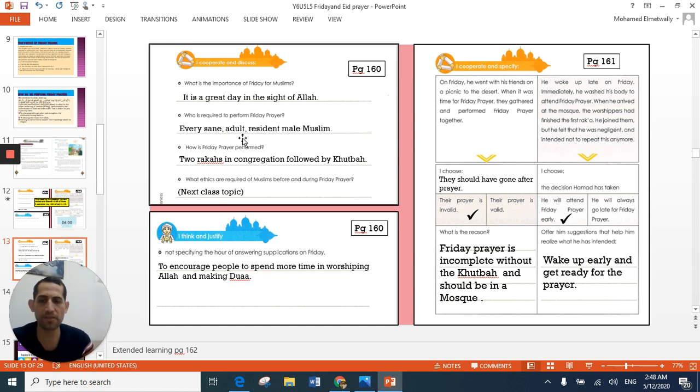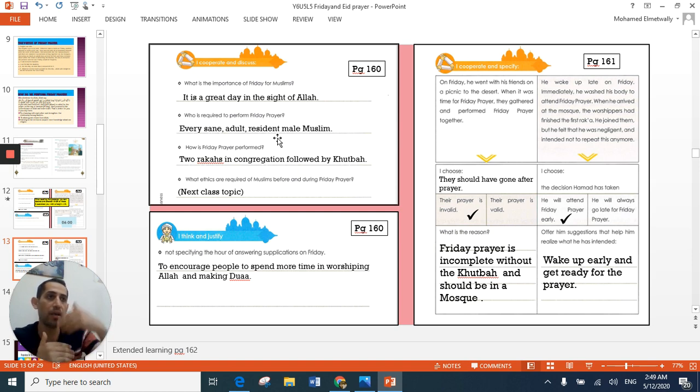So I advise you, and advise myself also, to take your children with you to perform Juma in the mosque to learn. Because as I said before, when you go, you learn more information about your Islam, as the Imam says and does in this Friday prayer. So every Muslim, adult, more than 10 years, and resident, this means he lives in this country, not traveling.